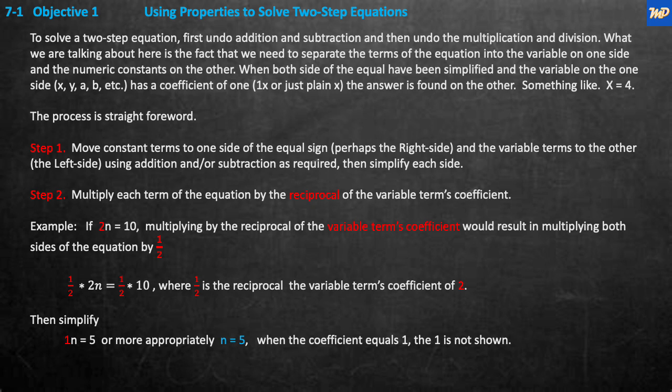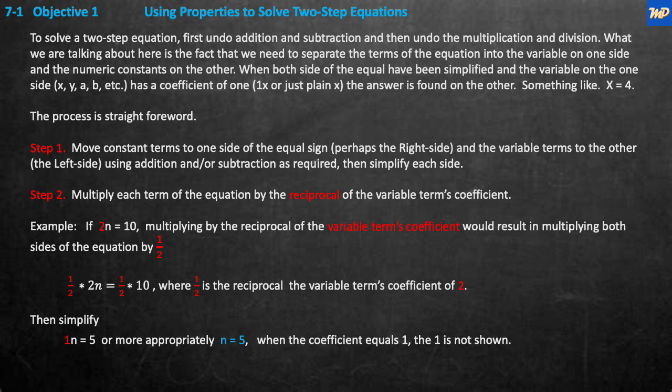Okay, so let's talk about solving a two-step equation. To solve a two-step equation, first undo the addition and subtraction, and then undo the multiplication and division. So what we're talking about here is the fact that we need to separate the terms of the equation into the variables on one side and the numeric constants on the other.